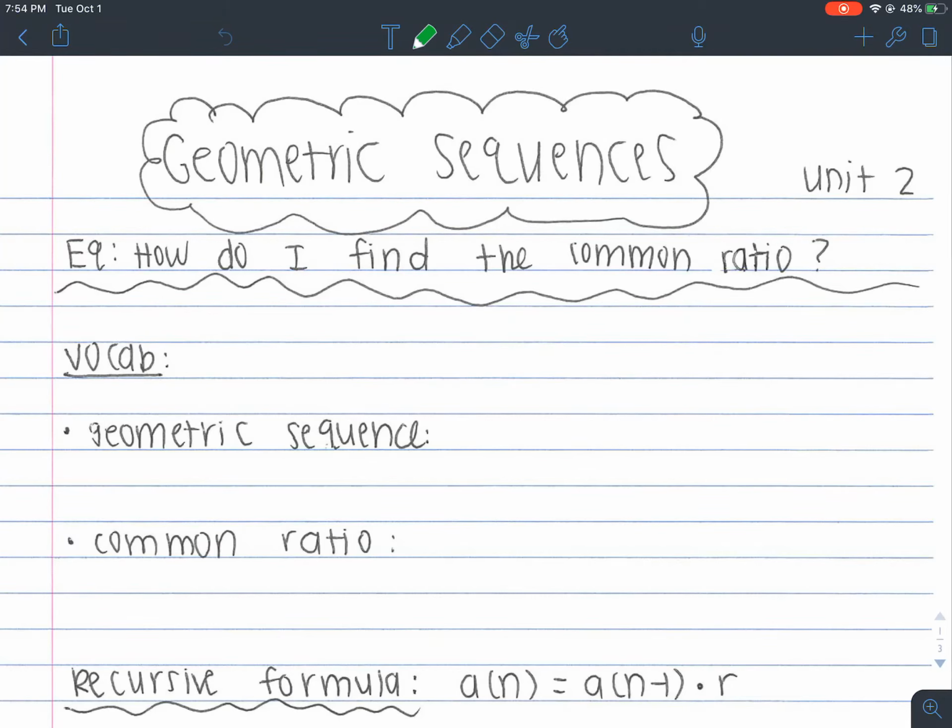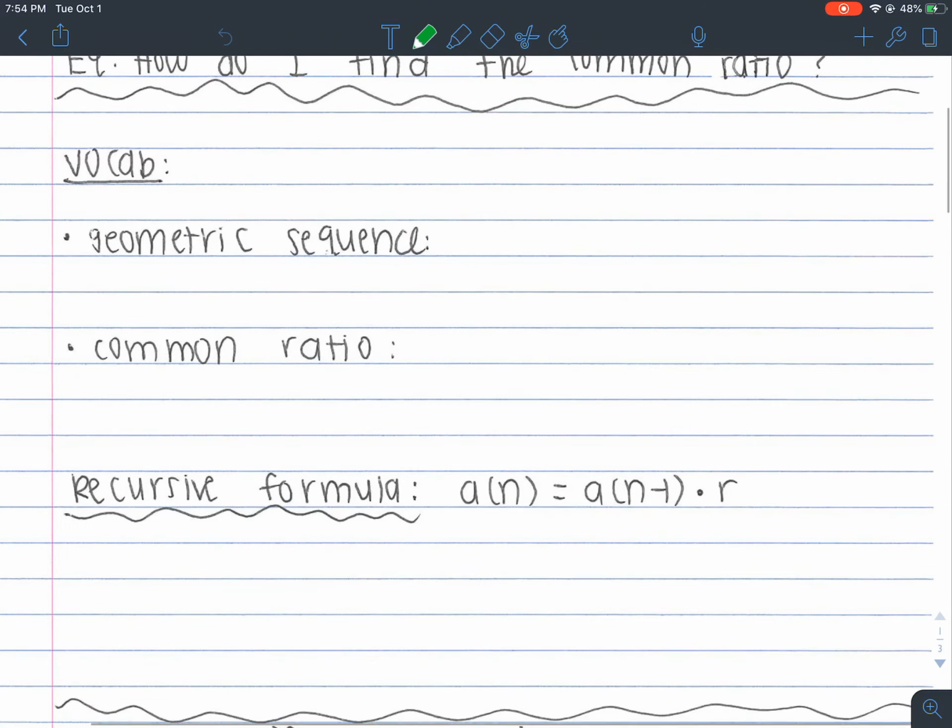Hey guys, welcome to the notes for geometric sequences. We are in Unit 2. It is actually the last part of Unit 2 that we'll talk about. Our essential question is, how do I find the common ratio? All right, so our vocabulary is geometric sequence and common ratio.